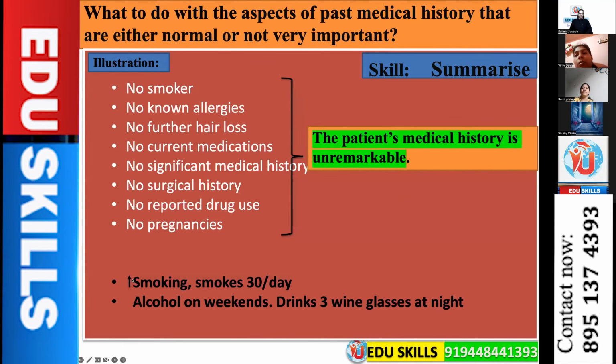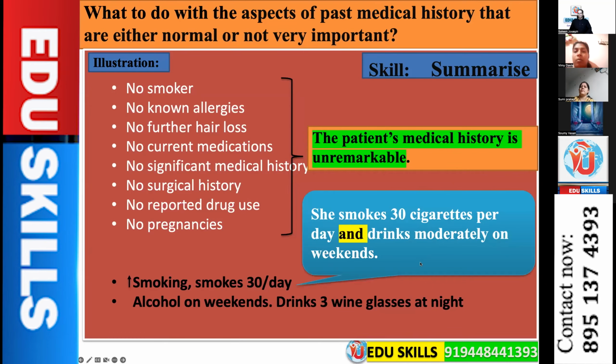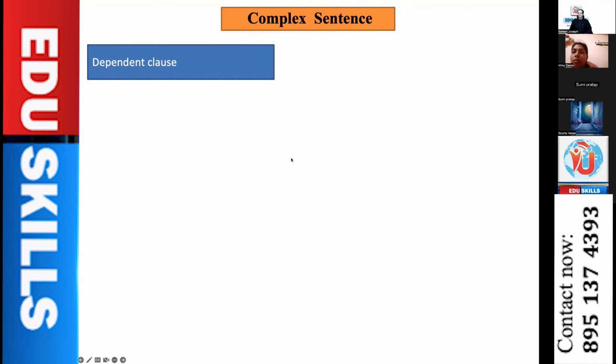Then you have: smokes 30 cigarettes per day, alcohol on weekends, drinks 3 wine glasses at night. Now what to write? She smokes 30 cigarettes per day and drinks moderately on weekends. She smokes 30 cigarettes per day, instead of saying she is a smoker, and drinks moderately on weekends. Complex sentence, now that is over. Okay, just showing you how to transform the case notes into compound sentences.